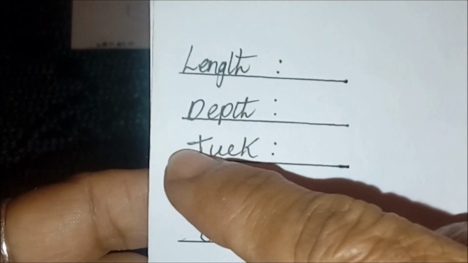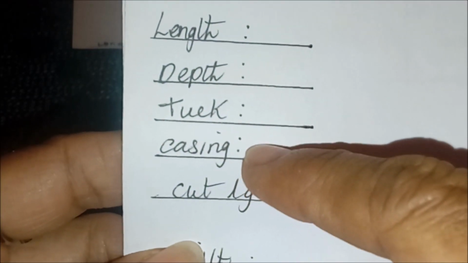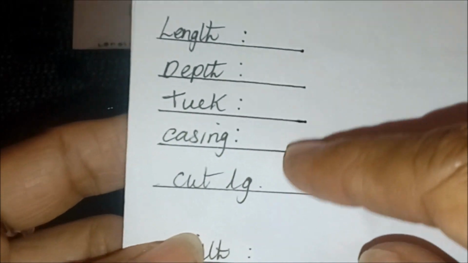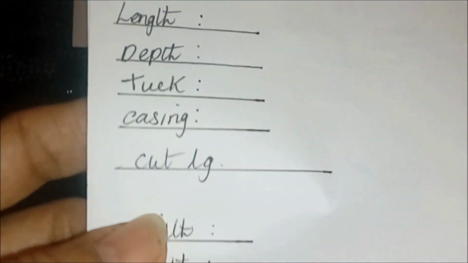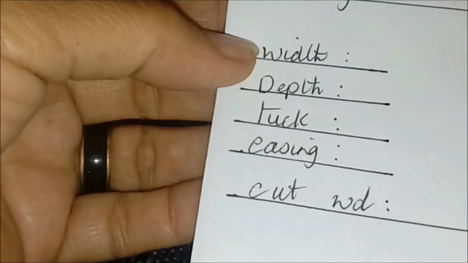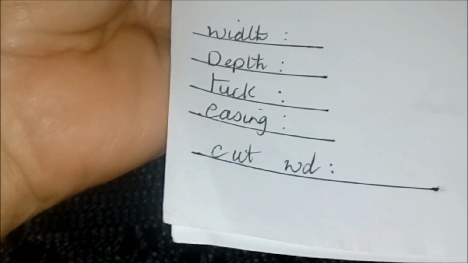A tuck allowance, which we must have, it goes under the bed to hug the mattress in place. And we have a casing. The casing may also differ, it may be 1/2 inch twice or 3/4 inch twice. And then we'll have our finished cut length. Also with the width is the same thing. You have the width, the depth, the tuck, the casing, and the cut. The whole cut width that we will be cutting.